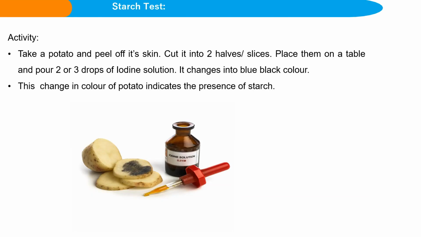And to test the presence of starch, let's do an activity. Take a potato, peel off its skin and make it into halves or slices and place them on a table. Now pour 2-3 drops of iodine solution on the pieces of potato. The color of the potato changes into bluish black. The change in the color of potato indicates the presence of starch. By this experiment, we can conclude that starch is present in the plant parts.